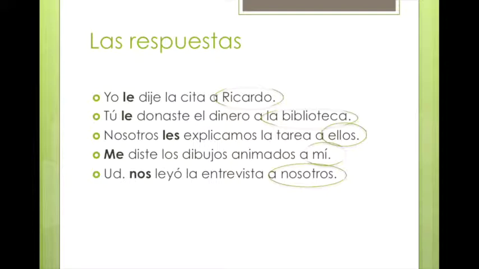So look for the a in the sentence: a Ricardo, a la biblioteca, a ellos, a mí, a nosotros. Then you go back to your indirect object pronouns, find which one you want to use, and stick it in front of the verb. Yo le dije, for example.